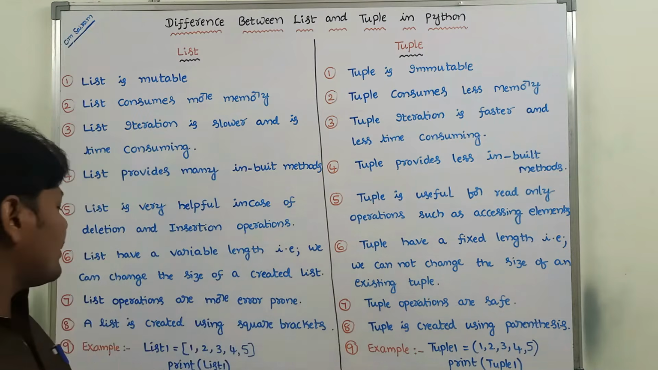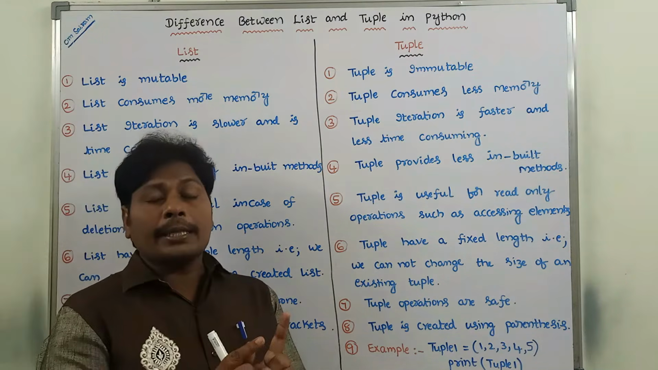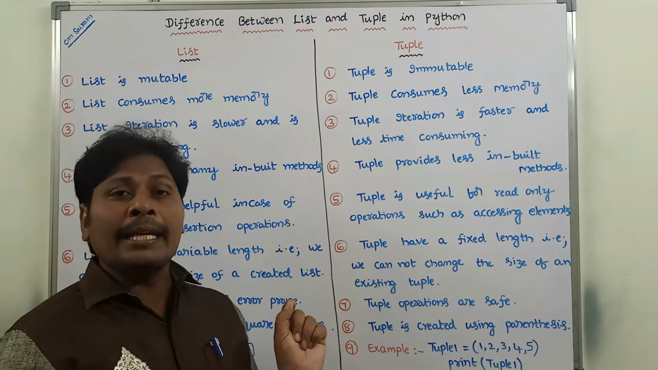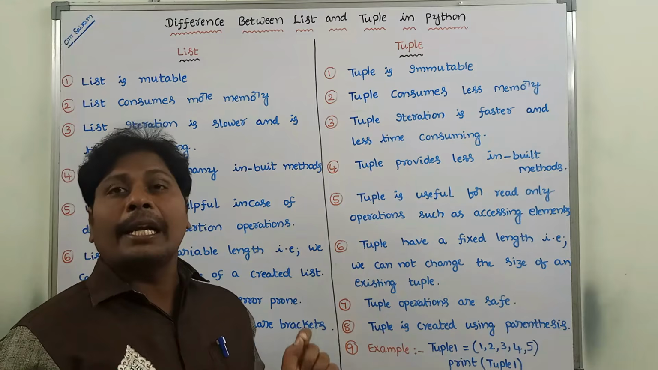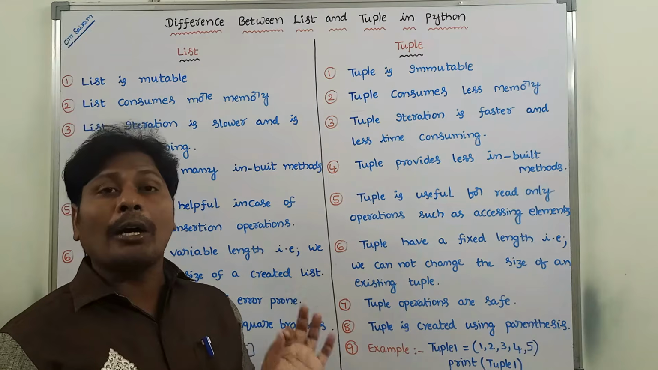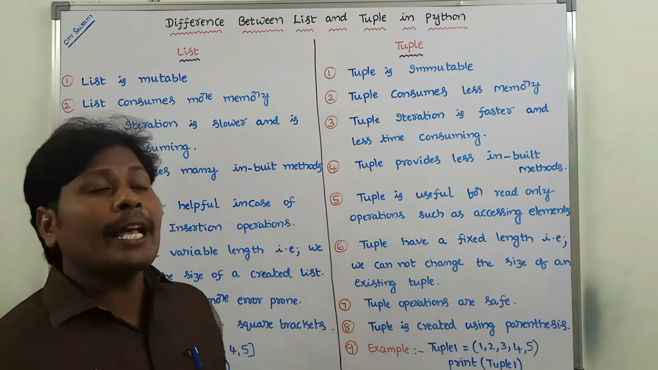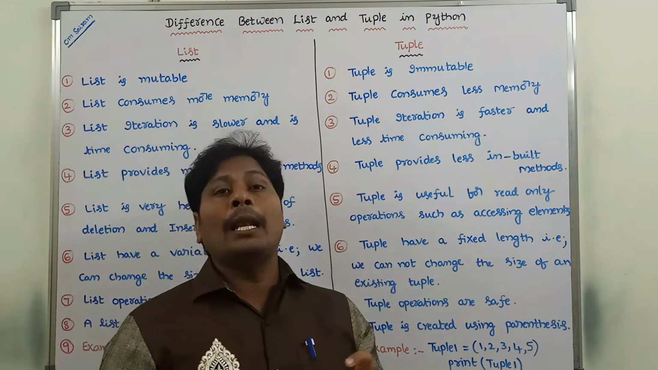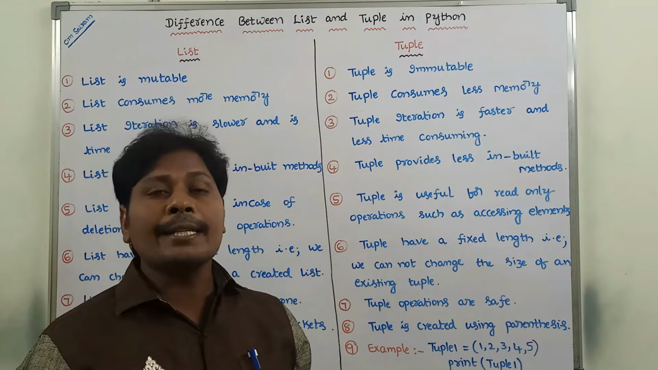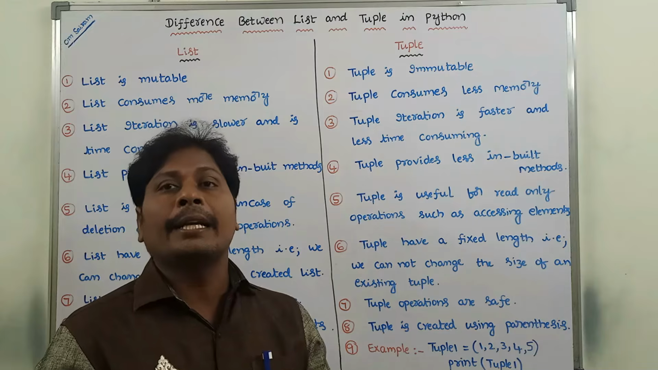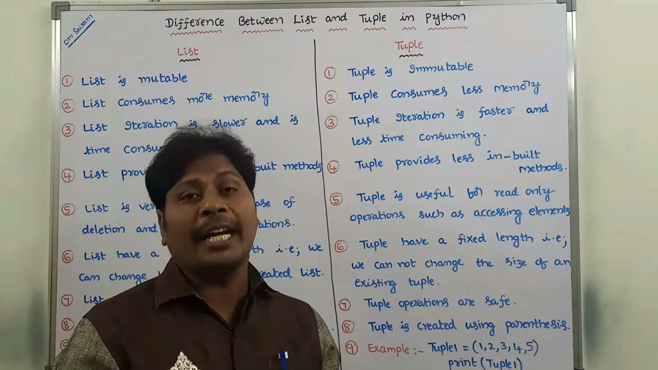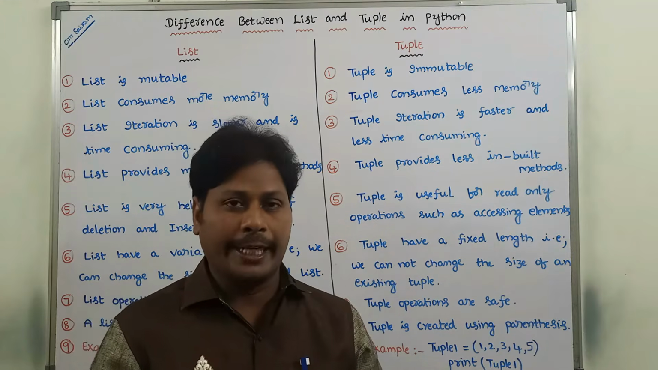Next point is a list is mutable. That means once a list is created, it is possible to modify or update it according to the need. Whereas in the case of tuple, tuple is immutable. That means once a tuple is created, it is not possible to modify or update it.